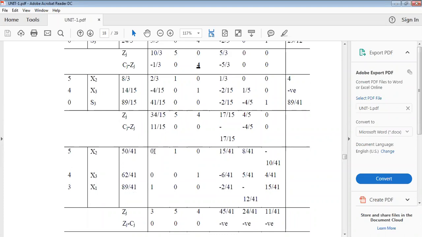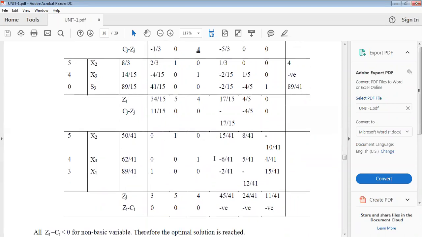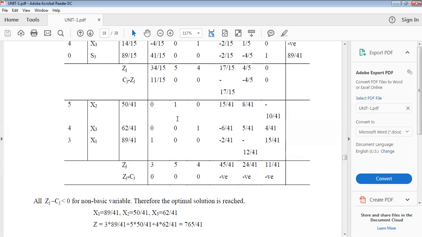So after getting this, you got a unit matrix here: 1, 0, 0, 0, 1, 0, 0, 0, 1. If you got the unit matrix, it means the problem is automatically solved. Now you calculate the ZJ value. ZJ value means 5 into 0, 4 into 0, 3 into 1, you got 3. Next, 5 into 1, 4 into 0, 3 into 0, you got 5.